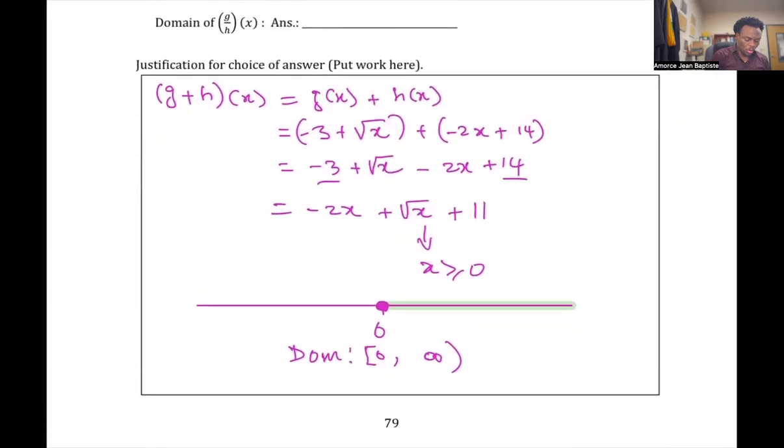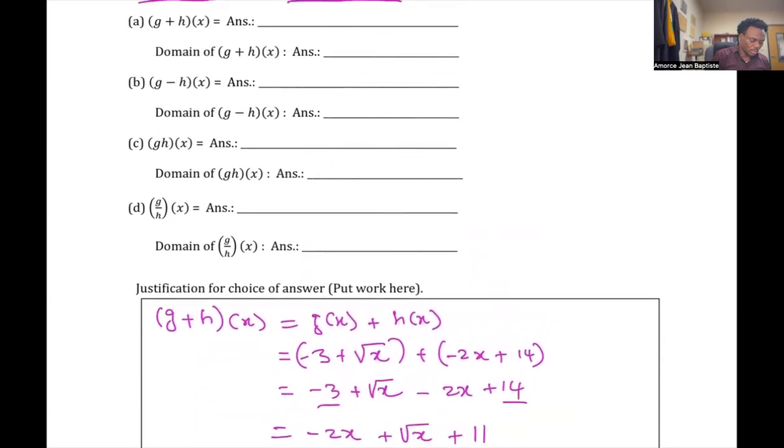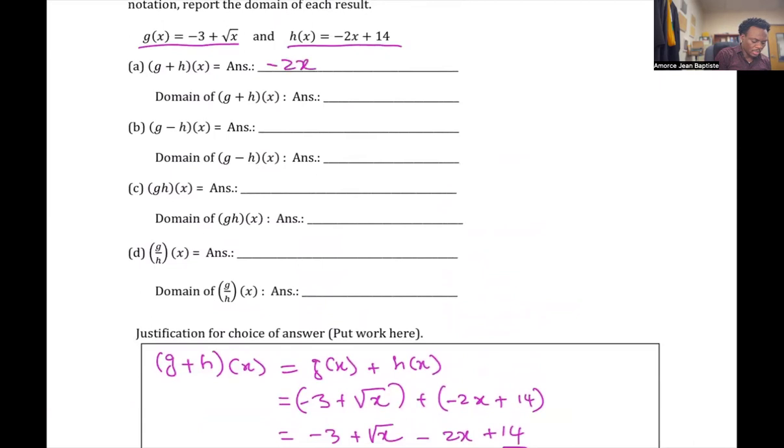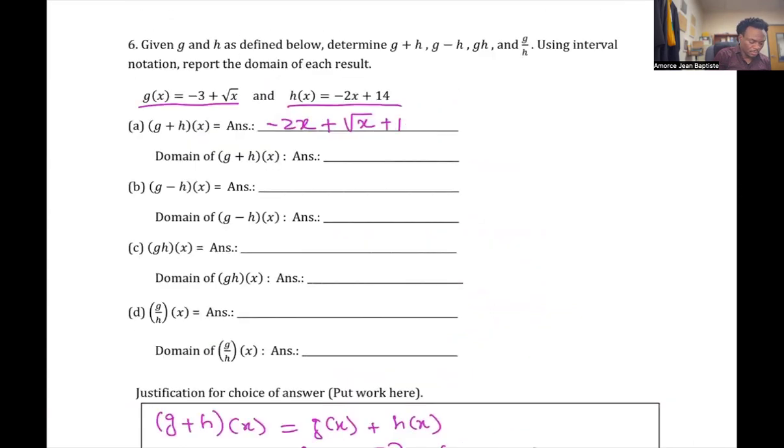So your g plus h of x is negative 2x plus square root of x plus 11 with a domain that is from 0 to positive infinity.